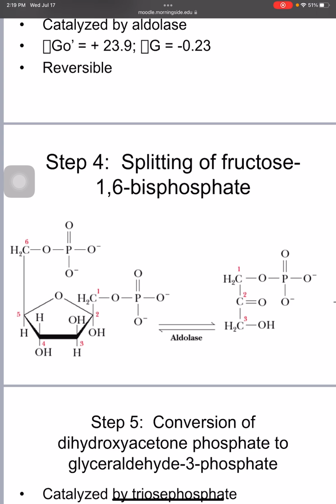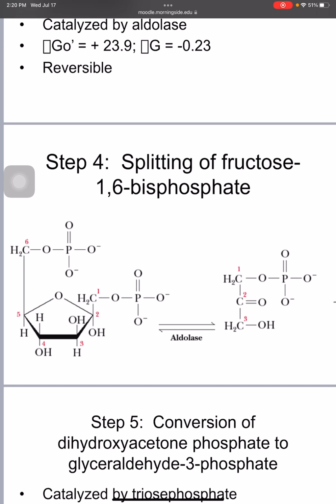Remember these numbers. Carbons 1, 2, and 3 will directly form a molecule called dihydroxyacetone phosphate. And you can see the structure of it there. Carbons 4, 5, and 6 will form something called D-glyceraldehyde 3-phosphate. These are both sugar derivatives. They're derivatives of 3-carbon sugars.